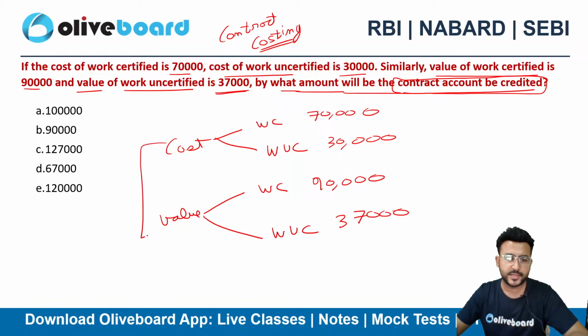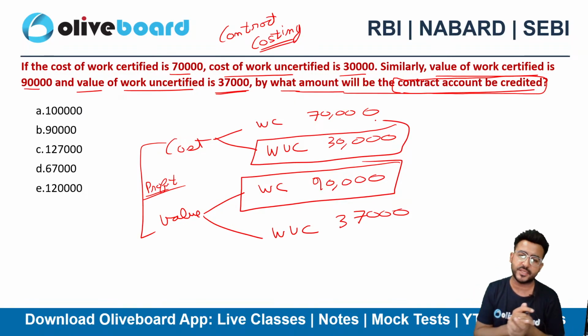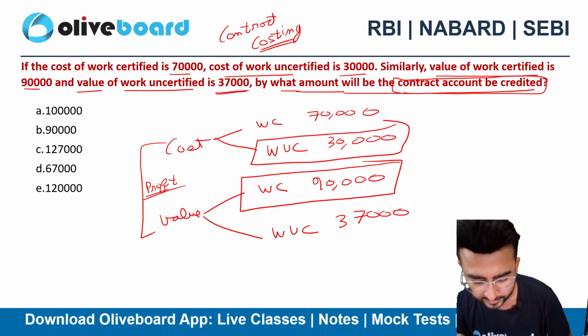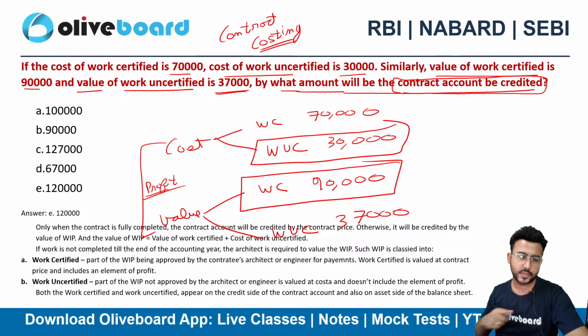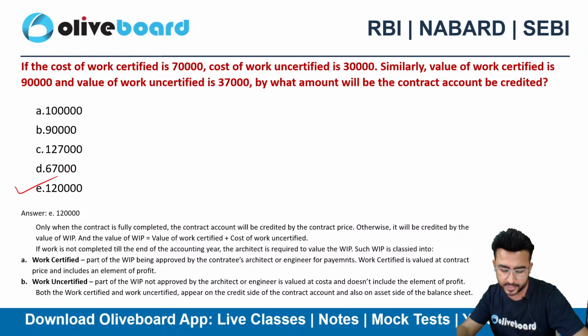What is the difference between cost and value? Profit element, right? So we always take work certified on value basis, inclusive of profits, whereas we always take work uncertified at cost because it is not certified yet by the engineer. How can I account for the profit element? That's why 90,000 plus 30,000, this is what I will be crediting in my contract account. Option E here will be the correct choice.